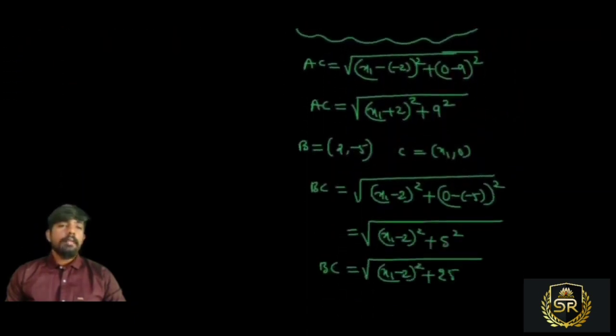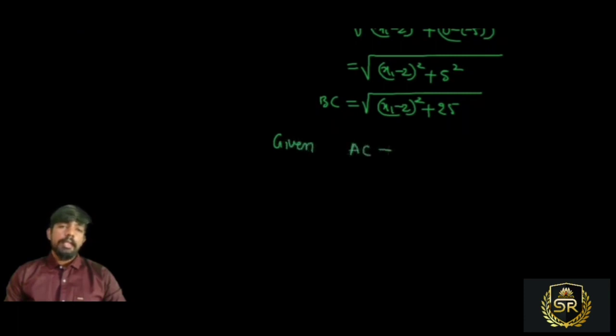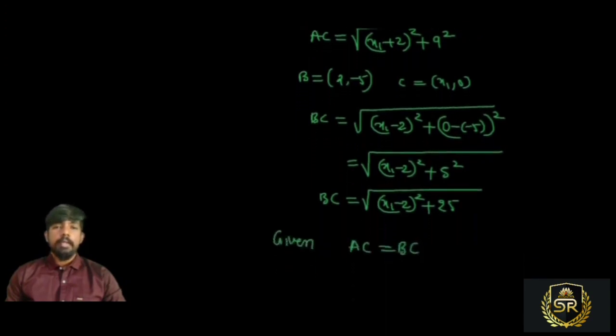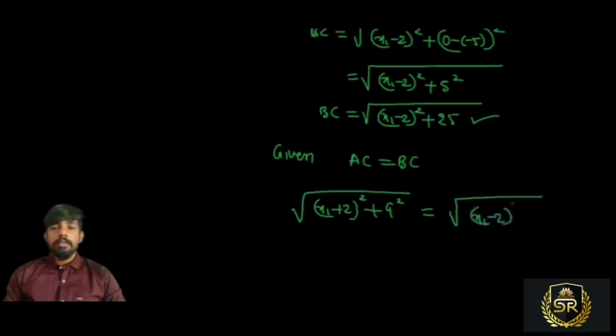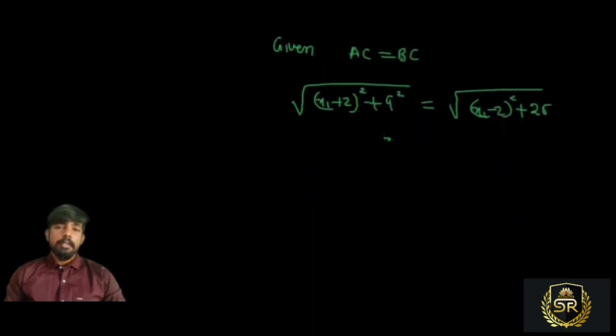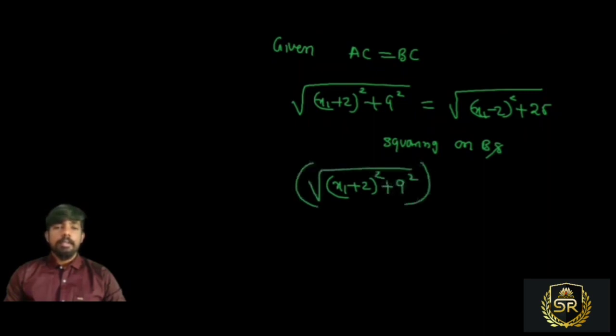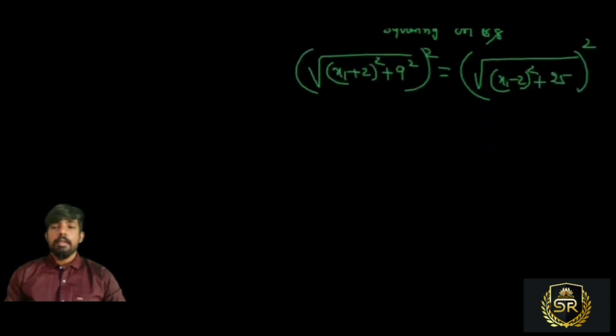And what is given? AC is equal to BC. Substituting, root over x1 plus 2 whole square plus 9 square equals root over x1 minus 2 whole square plus 25. Squaring on both sides, the square roots cancel, and we get x1 plus 2 whole square plus 81 equals x1 minus 2 whole square plus 25.